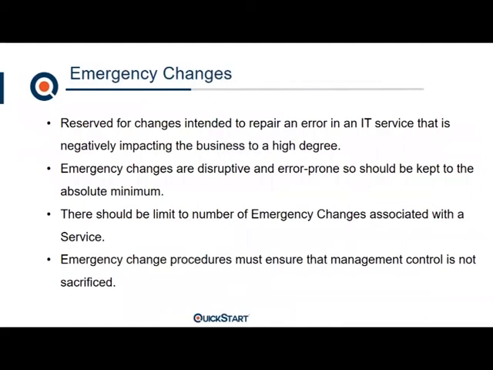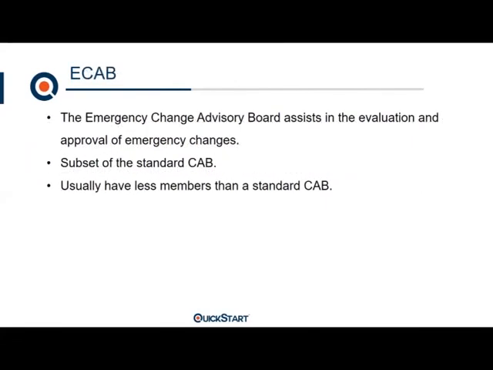Okay, so coming back to the emergency changes, as I said, the emergency changes are something we really need to take care of. So the question is, who should be the members who will make this emergency changes decision? First, we had the CAB, which is the Change Advisory Board. And now we have an ECAB, which is the Emergency Change Advisory Board. This is something we call a subset of the standard CAB.